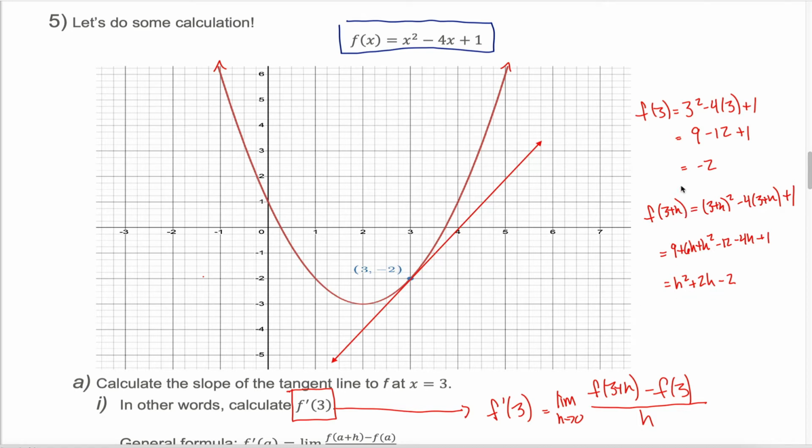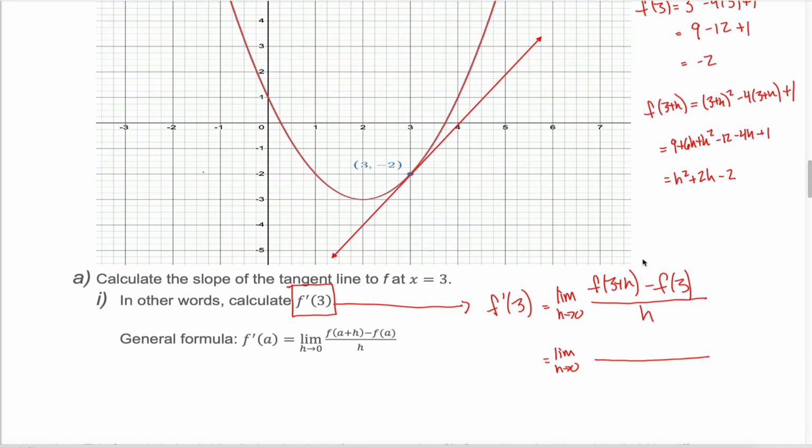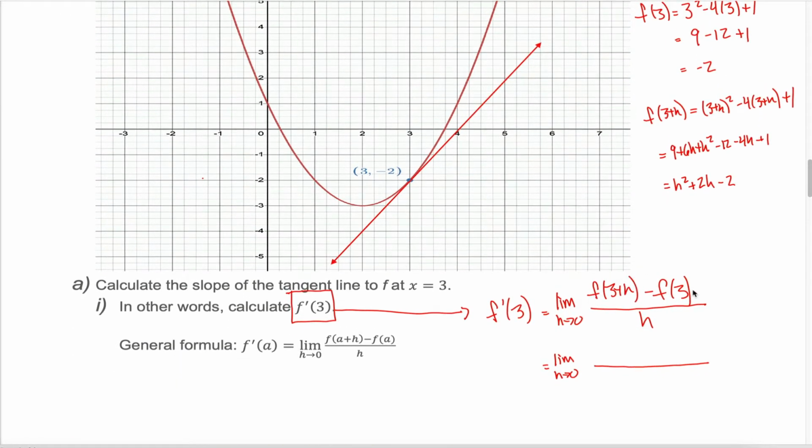Now that I know f of 3 plus h and f of 3, I can come down here to my formula and put those in here respectively. I got h squared plus 2h minus 2 for f of 3 plus h, and from that I want to subtract f of 3, which is this negative 2. Be careful subtracting the negative here, and then I want to divide that by h.